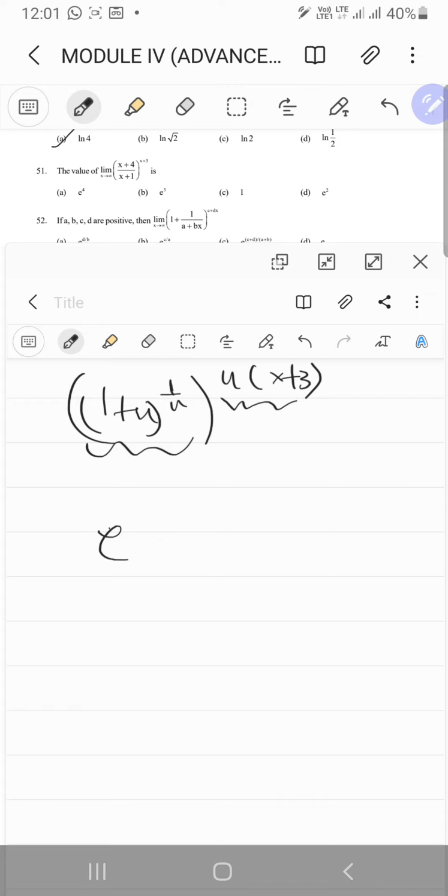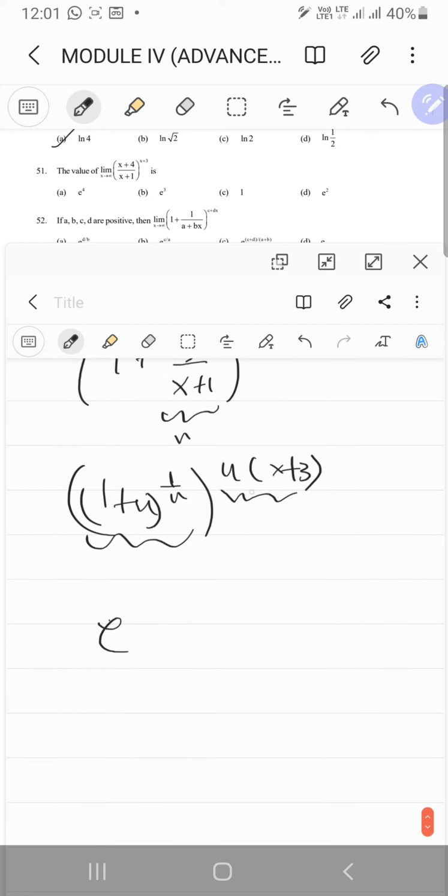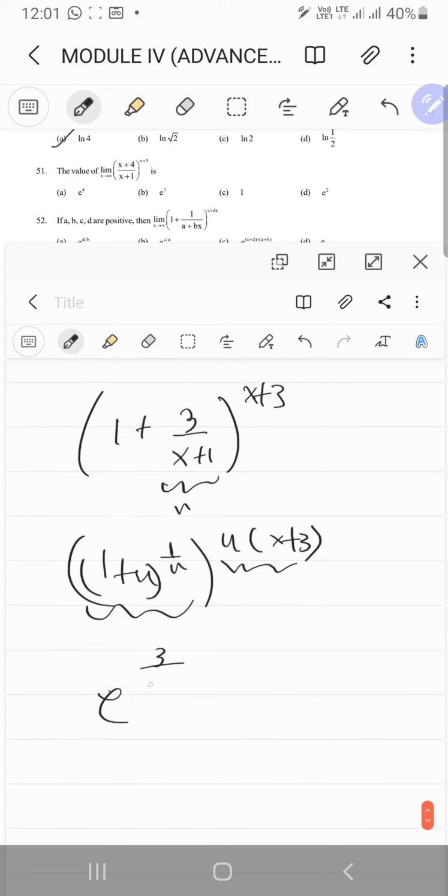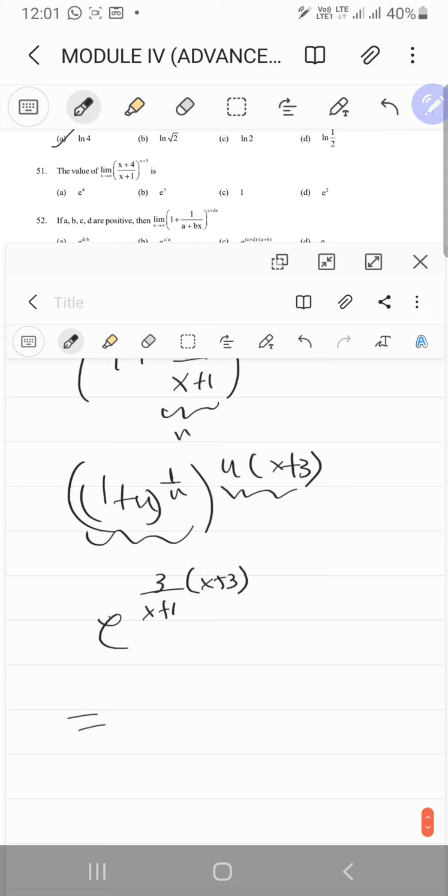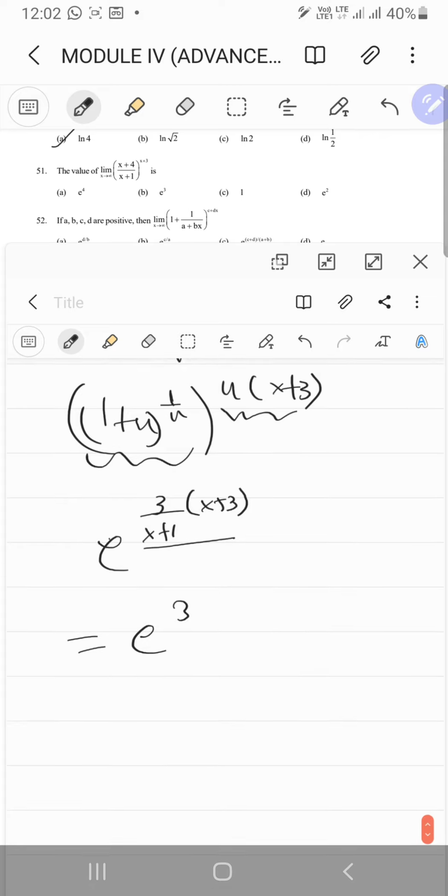And now this thing just approaches e, and if the exponent approaches some finite quantity, then we're good to go. So it's like e raised to this thing. What's this thing? u was 3 upon x plus 1, times x plus 3, as x approaches infinity. So this just approaches e power 3, because the exponent approaches 3. So it's just going to be e cubed.